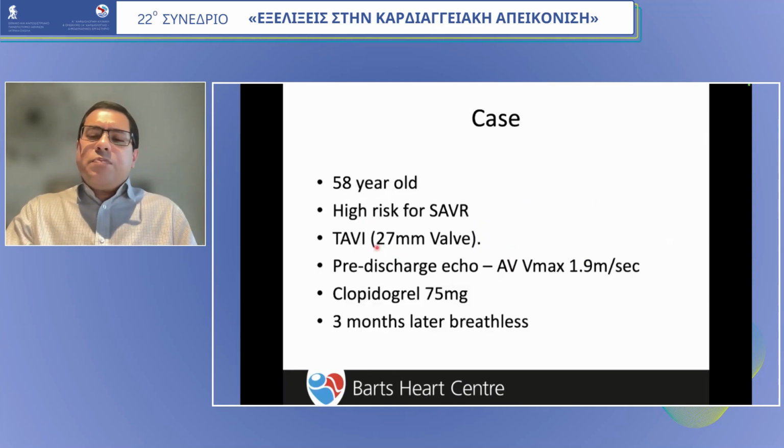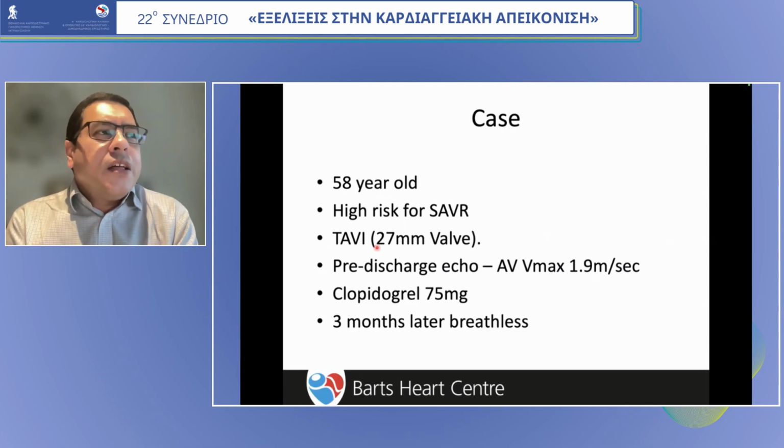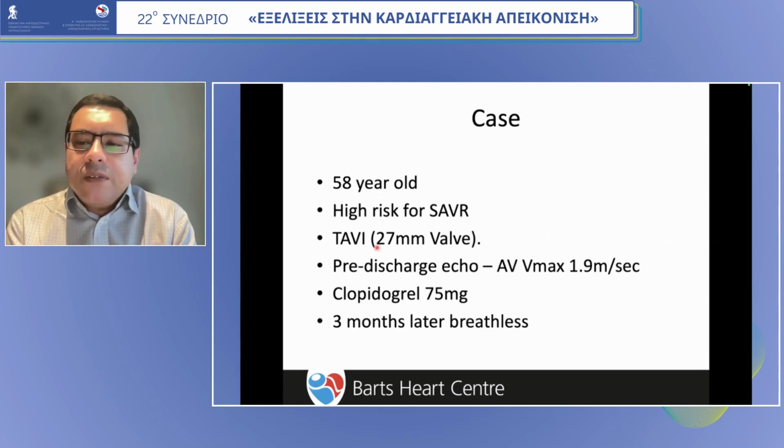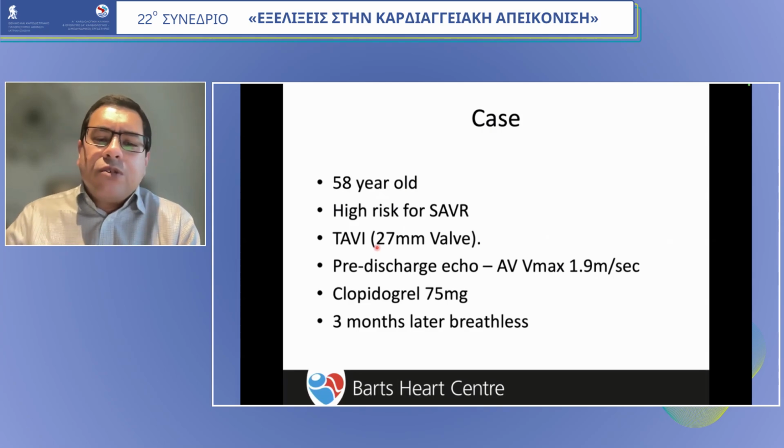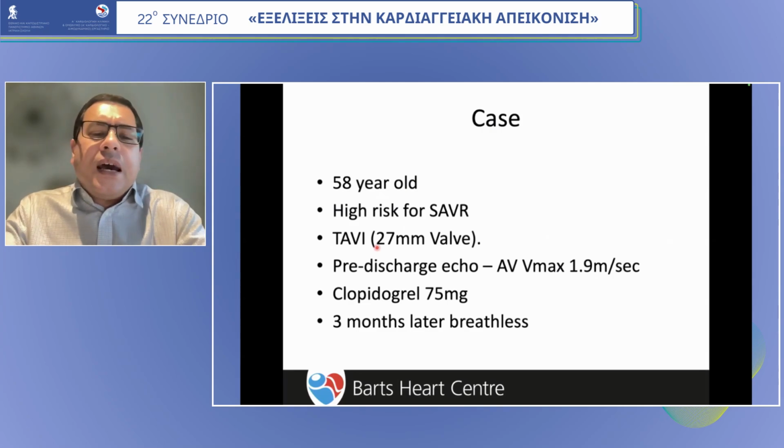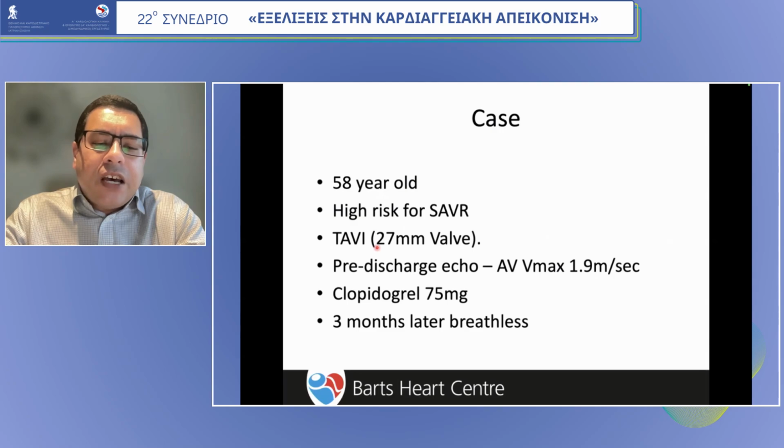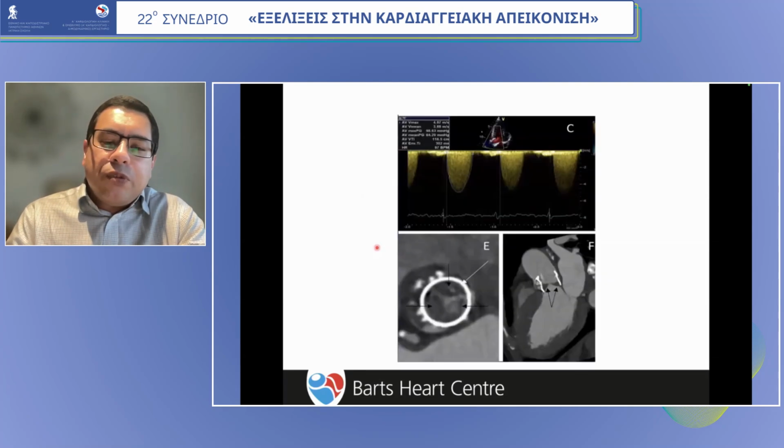So let's move on to another type of bioprosthetic valve, so TAVI. Here's a 58-year-old who was high risk for surgical aortic valve replacement. They had a 27 millimeter TAVI valve. Pre-discharge echo, the valve velocity was normal, 1.9 meters per second. On clopidogrel was our standard therapy, but came back into hospital 3 months later, breathless. And now the gradient has gone from almost 2 meters per second to 5 meters per second.